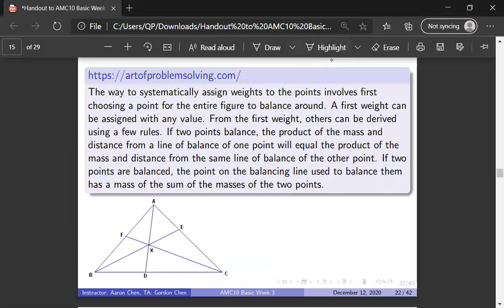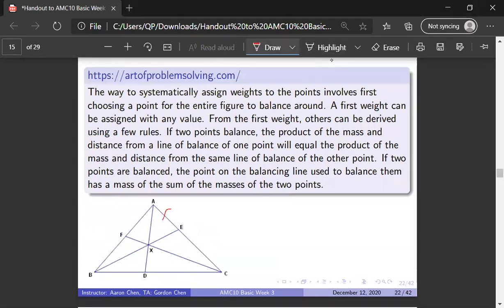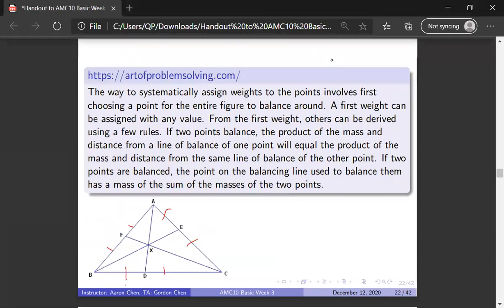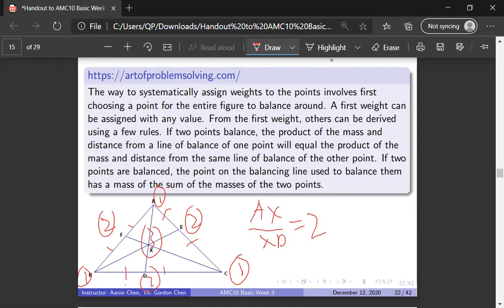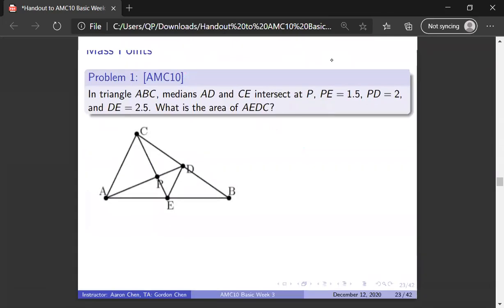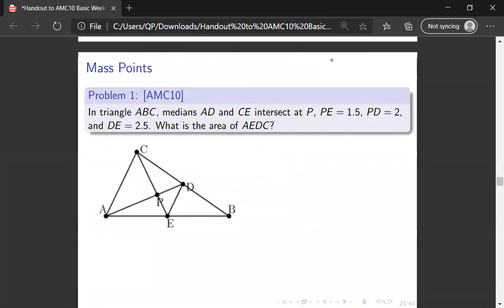A short example here would be like, say that these three are all equal. And so a random weight you could assign is a mass of 1 to C. And so you can chase around like this: 1, 1, and then this is 2, this is 2, this is 2, and this is 3. And that tells you that AX over XZ would equal 2. And that's just like a short application of how mass point works. All right, here's one for you to try mass point on.